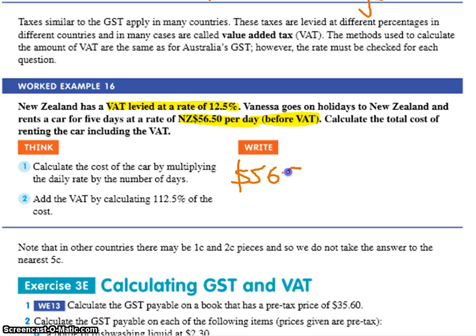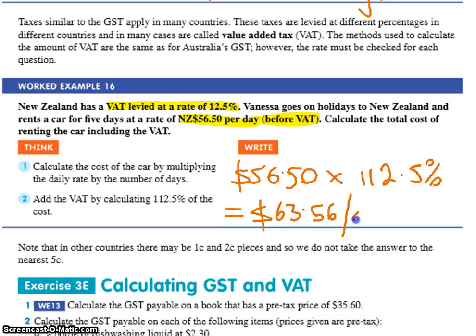Their percentage is 12.5. So what are we going to times it by? 112.5%. Now, this is per day. At the moment, I've only done it for the 1 day. So how much is that? 63.56 per day. So you were right about that 63.